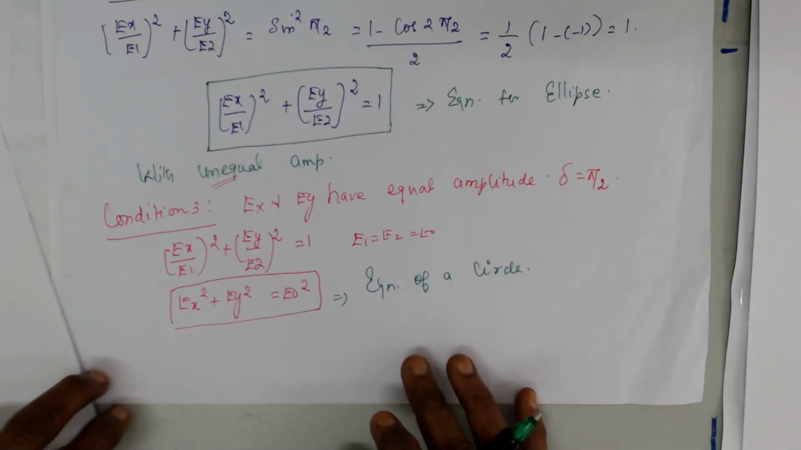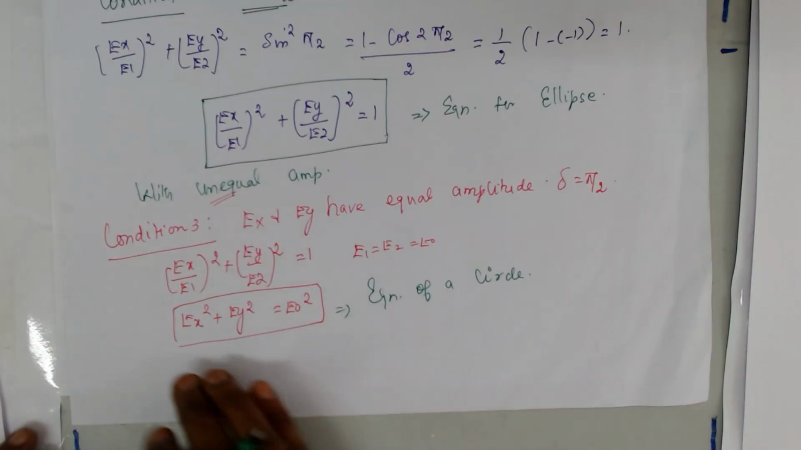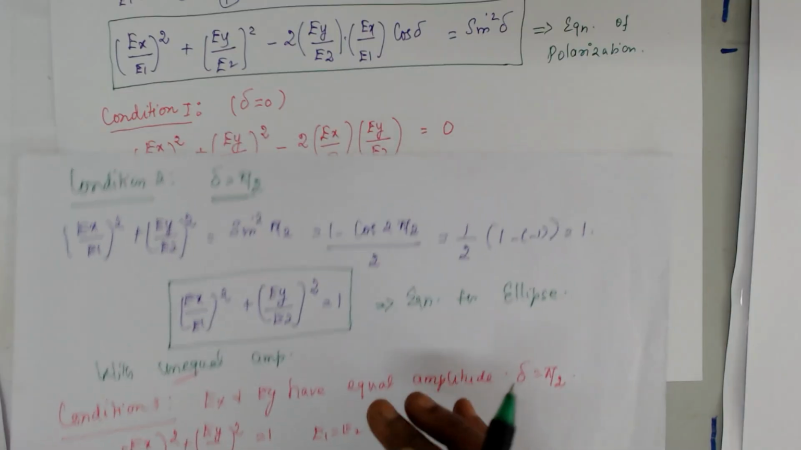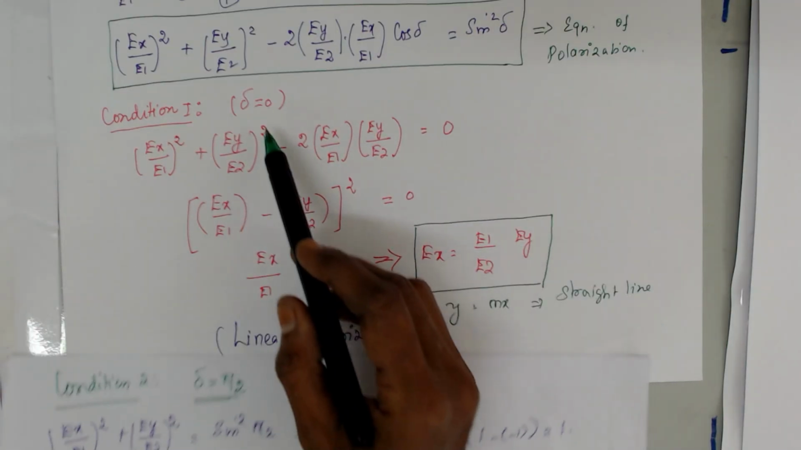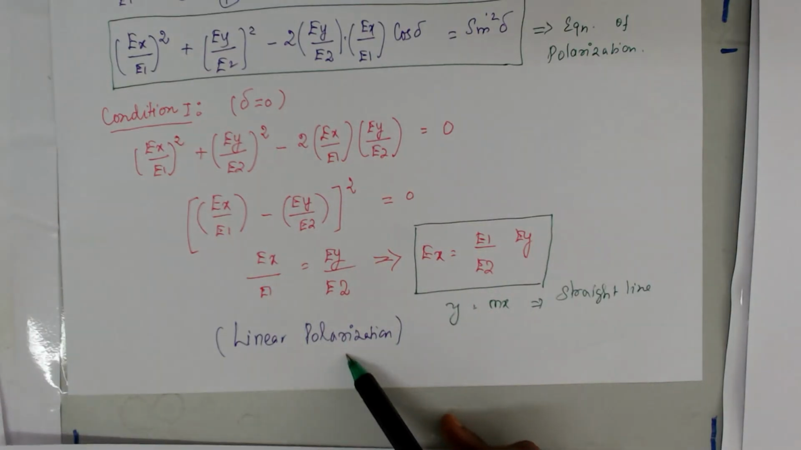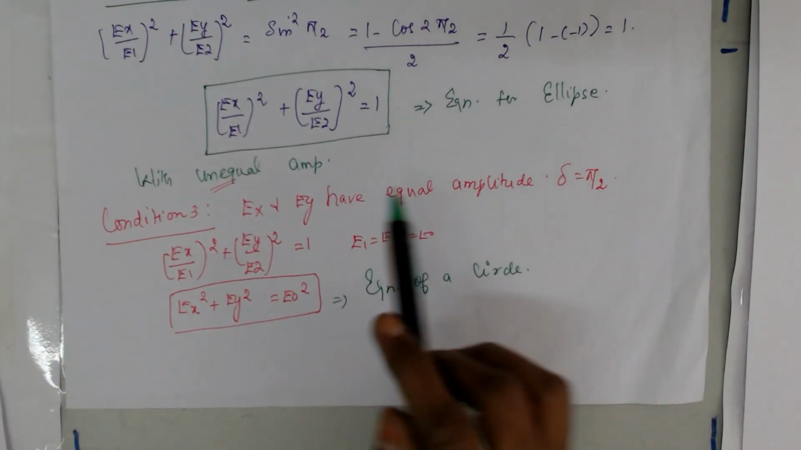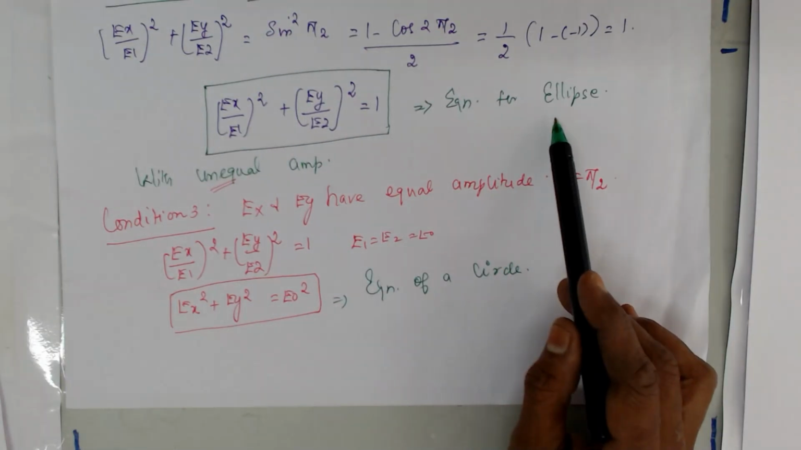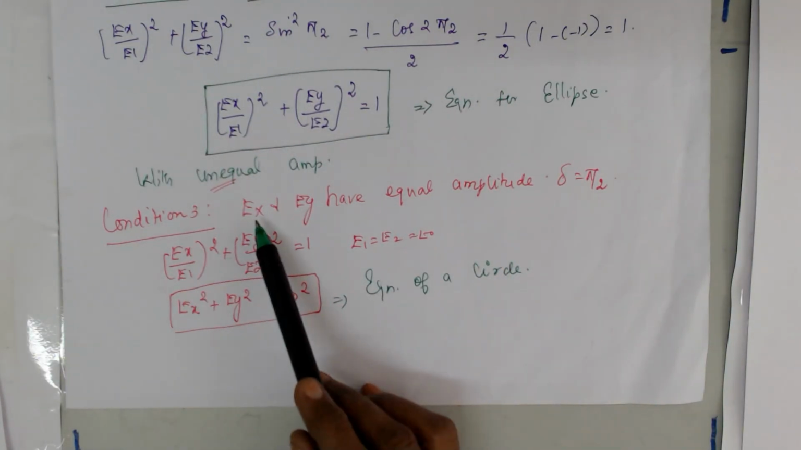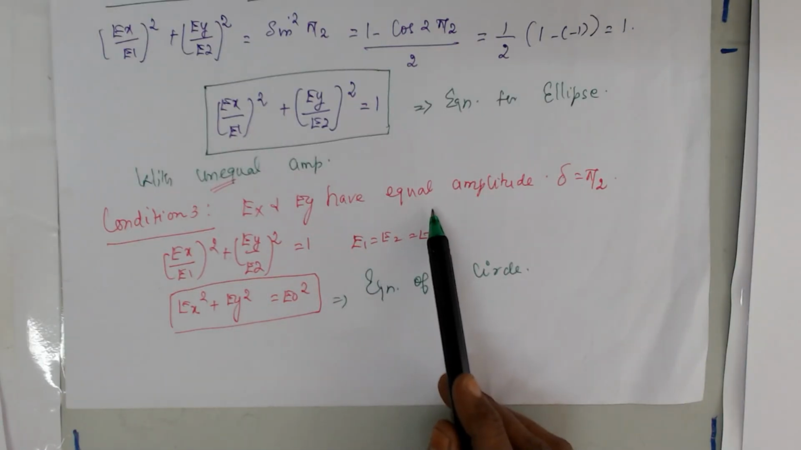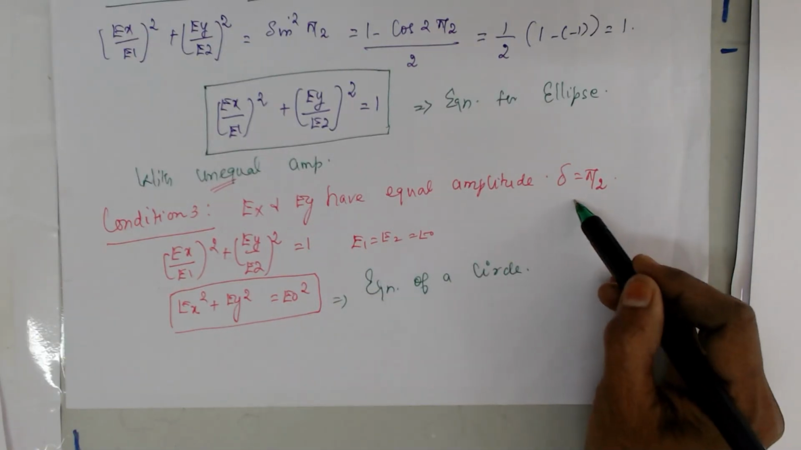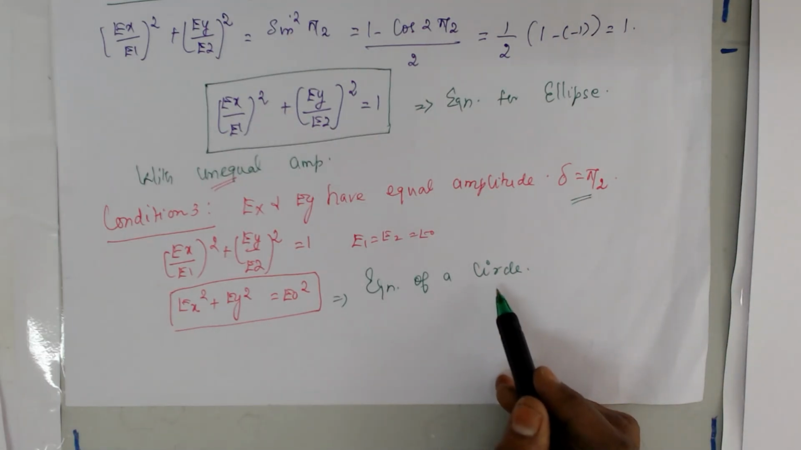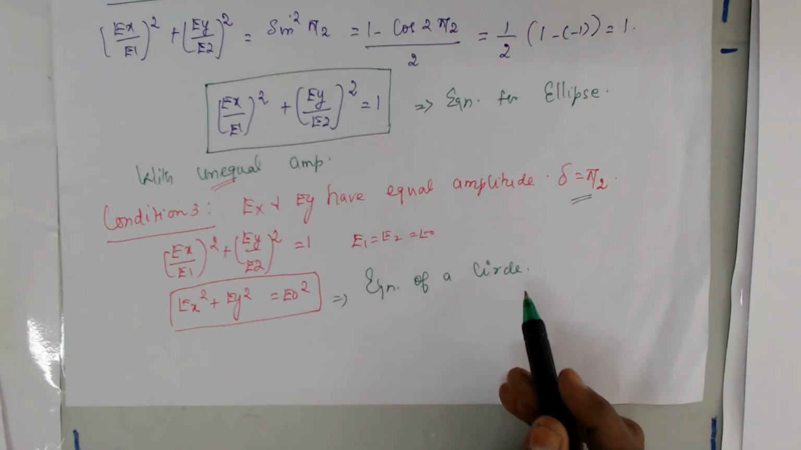So this is how the condition for polarization is proved for 3 conditions. Condition 1, which has equal or unequal amplitudes but the phase difference is 0, will give you linear polarization. Second condition, with unequal amplitudes and any phase difference, will give you an elliptical polarization. And with condition 3, Ex and Ey have equal amplitudes and a phase difference exactly equal to pi by 2, which will give you the equation of a circle. So with this we have come to the conclusion of this session. Thank you.